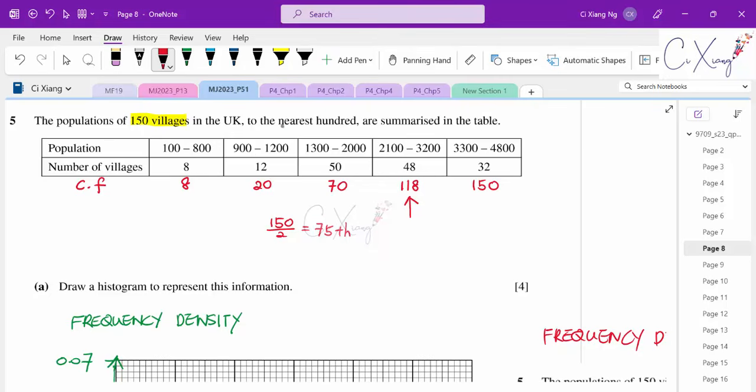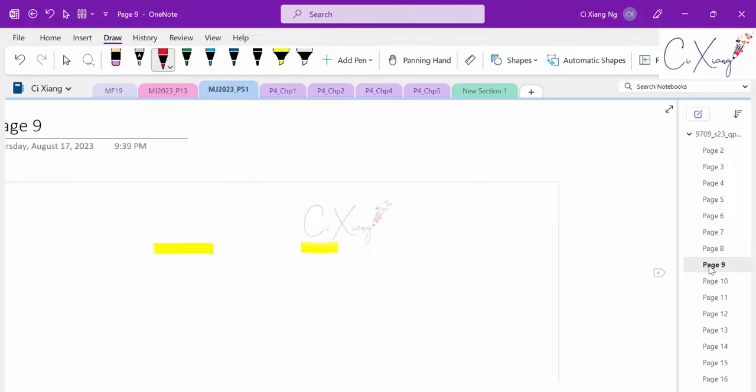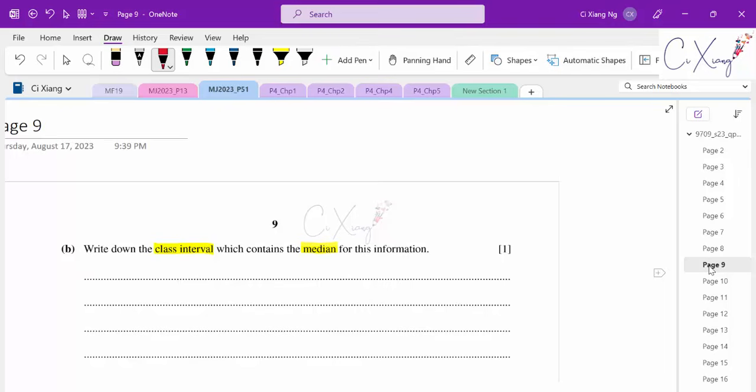Therefore, our median interval will be 2100 until 3200. Okay, so this is how we decide. So we can write 2100 until 3200.